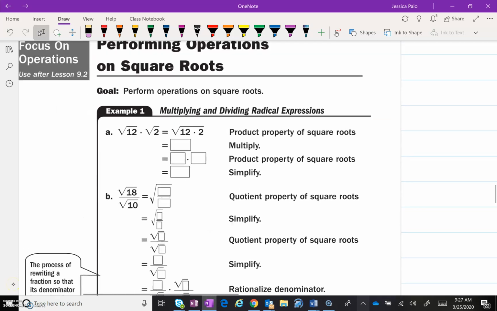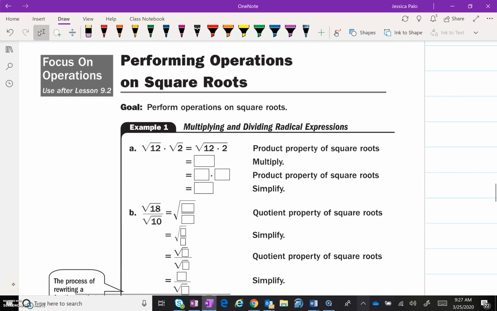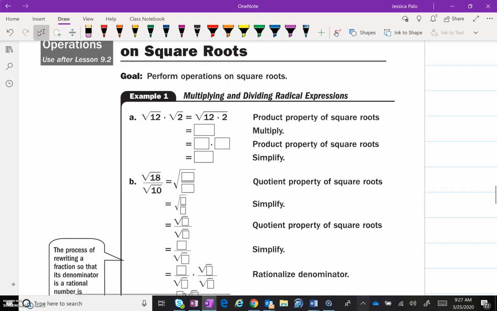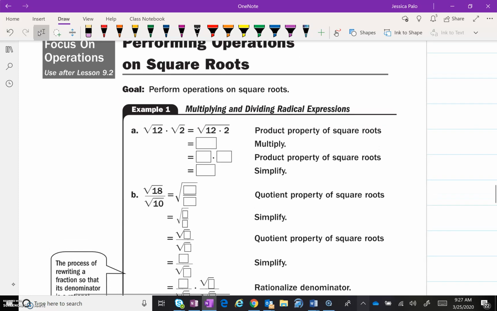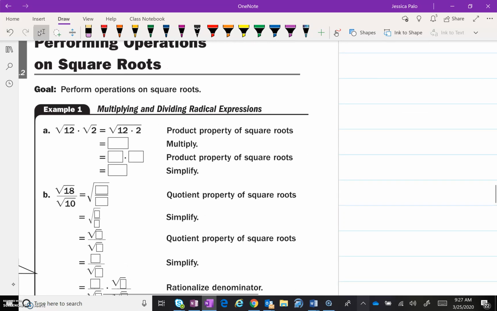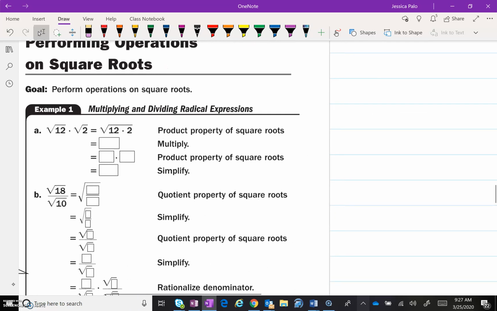Alright, this is the last section of Pre-Algebra, Chapter 9, Section 2, Performing Operations on Square Roots. We've done some operations on square roots, but you can actually do operations inside a radical or as fractions so that you can simplify things before you have to prime factor them or take the square root of them. So I'm going to do these examples off to the side so I have more room.